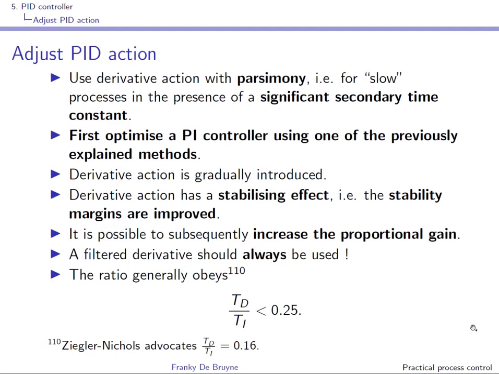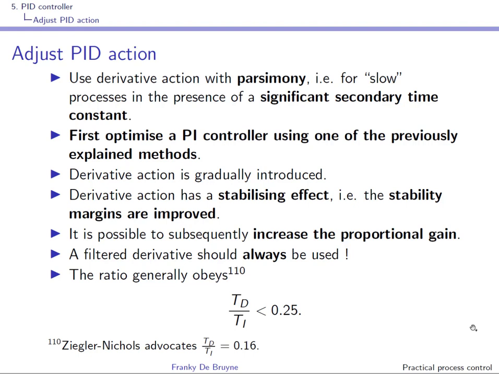Well, let us now have a look at the adjustment of the PID action. Remember that we have already looked at the tuning of a PI controller. First thing that you have to say is that derivative action has to be used only when necessary. For instance, for a first order system, then a PI controller is sufficient, right? So use derivative action for a slow, between quotes, process when you have a significant second order time constant, right?